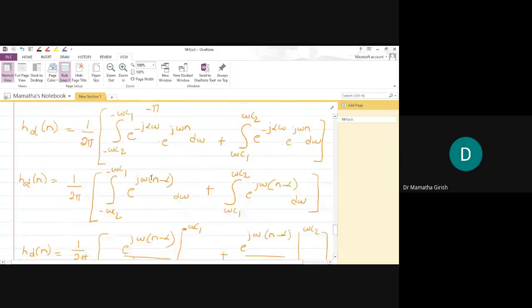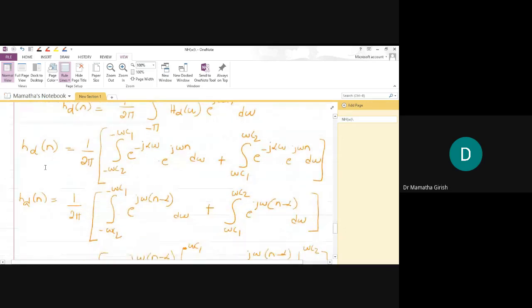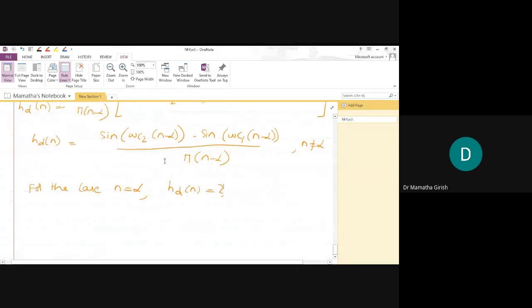I'll just show you the equation and I'm substituting it directly. Considering this expression, I'll replace n by alpha. Same thing, n by alpha. Then this term reduces to 1, 1 over here and 1 over here. So by using this equation, directly I'll write the result.